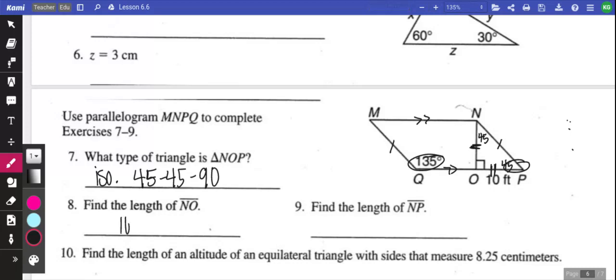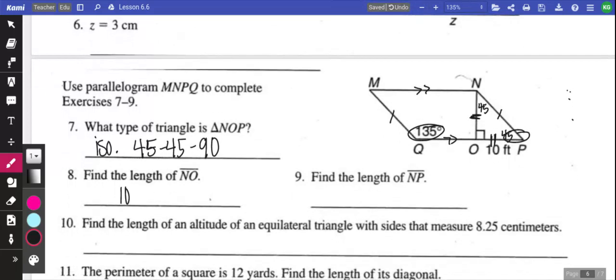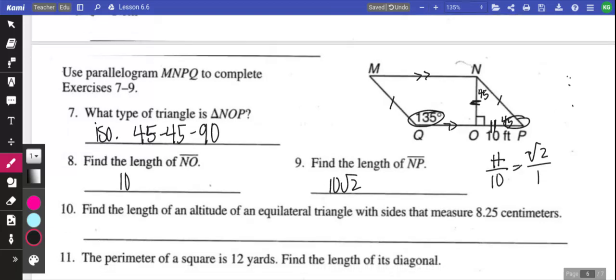So then we know the length of NO has to be 10 because that's what OP is. Then in my 45, 45, 90, it says hypotenuse over the leg is a square root of 2 over 1 ratio. So the length of the hypotenuse is 10 square root of 2.